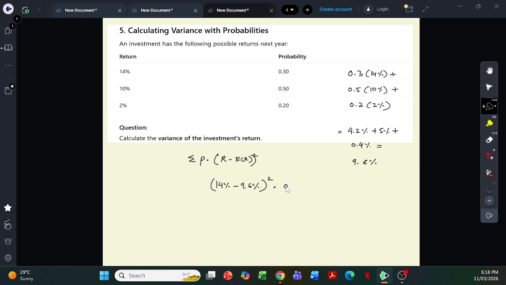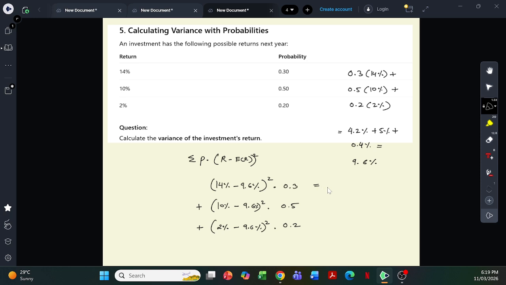it, which is 0.3. Okay, the next thing we're going to do is we're going to take the return, which is 10%, minus again 9.6% squared and multiply it by 0.5. Then we take the last thing, which is 2%, minus 9.6% squared multiplied with 0.2.